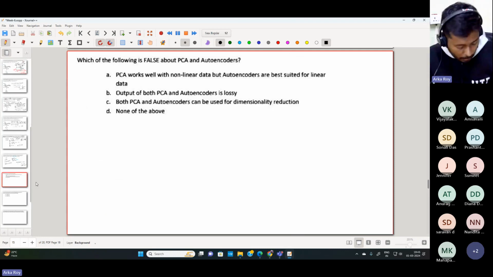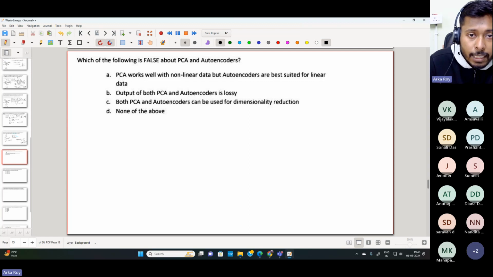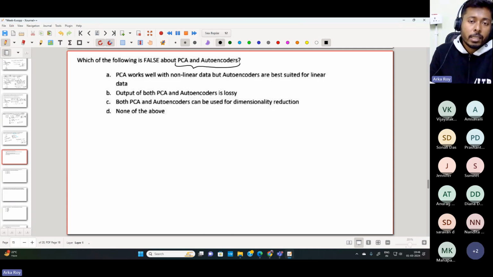Okay, so with this, we have covered the week 5 quiz, and let us take some questions regarding PCA and autoencoder for the week 6 quiz. Which of the following is the false statement about PCA and autoencoder? So which one corresponds to nonlinear operations out of PCA and autoencoder? Which is a nonlinear operation? Autoencoder. Yes, autoencoder is a nonlinear operation.